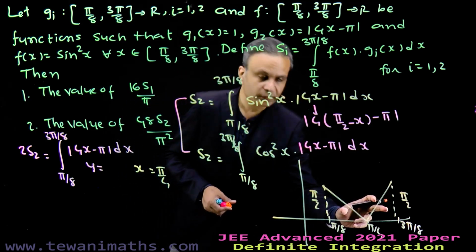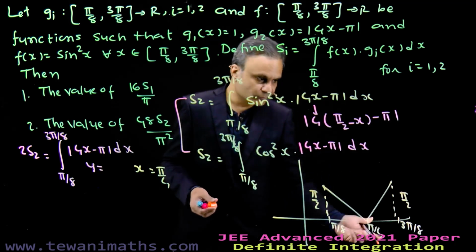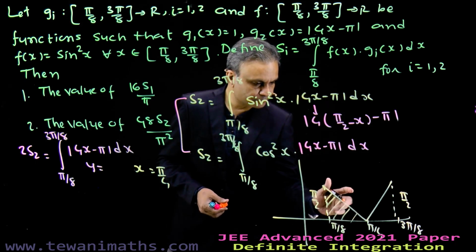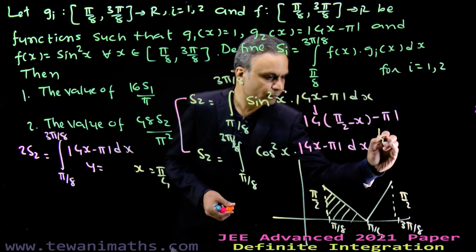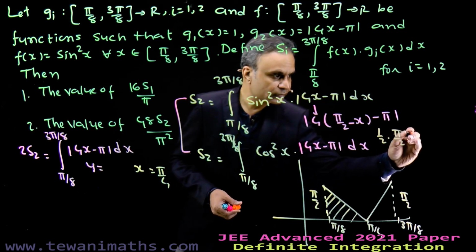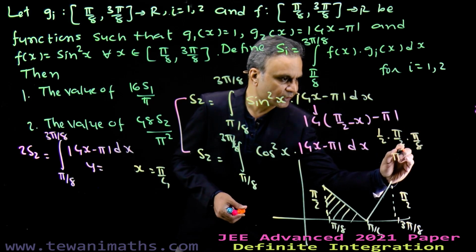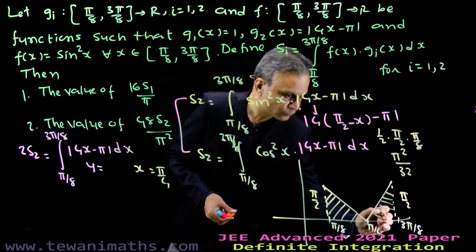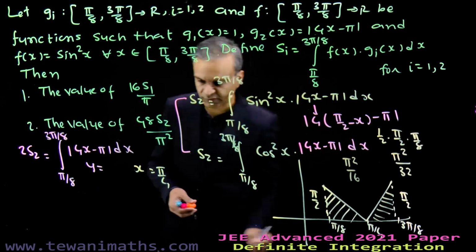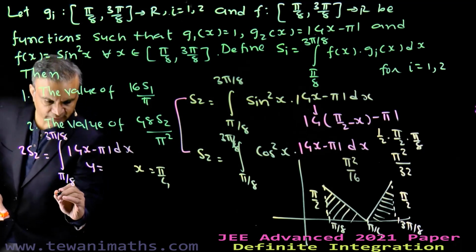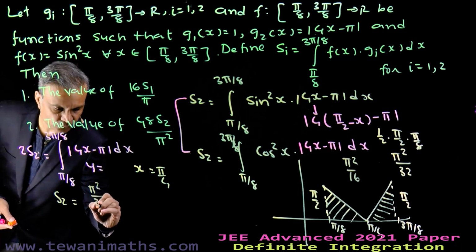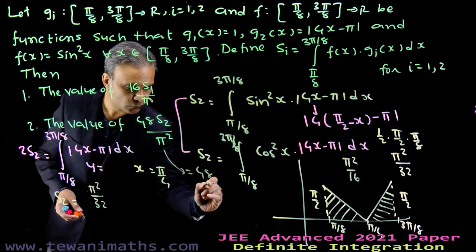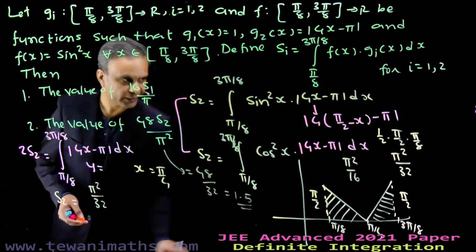Now these two triangles are congruent. These two heights are the same, and these two widths are also the same because this is the mean of these two values. So we find the area of this triangle and multiply it by 2. Area of this triangle is 1 upon 2 into pi by 2, this height, into this width. This width is pi by 8. So the area of this triangle is pi square over 32. So the sum of the areas of these two triangles will be pi square over 16. So we will have S2 is equal to pi square over 32. Put the value of S2 here, we get 48 over 32, and this will be 1.5.